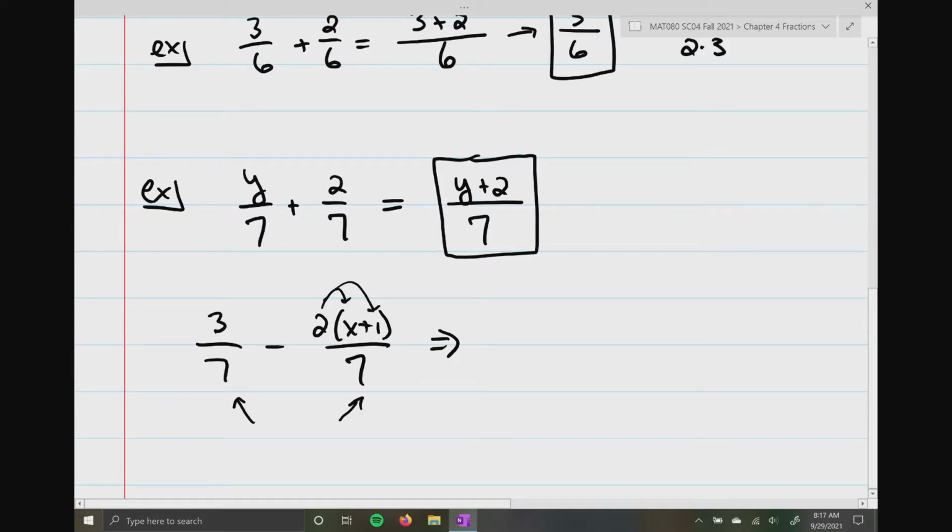You have to distribute that 2, but a lot of students will forget about the negative sign. In other words, this 2 is not positive. The 2 is actually a negative 2. So by taking this intermediate step, you'll never forget to do that. So I'm preparing you for like 3 months down the road.